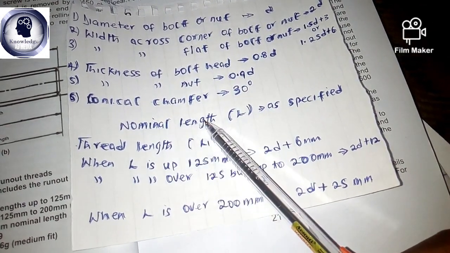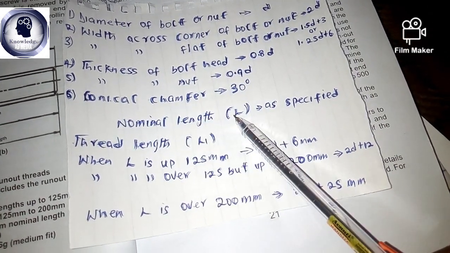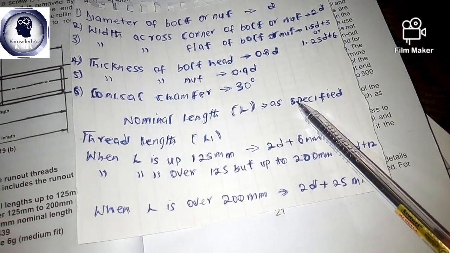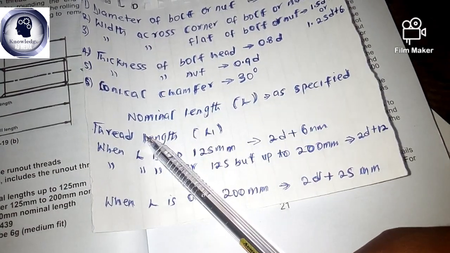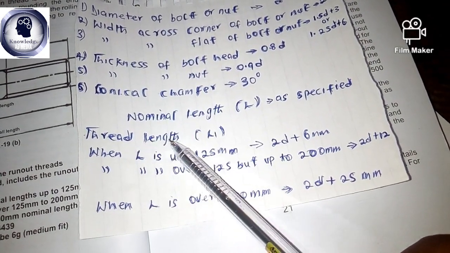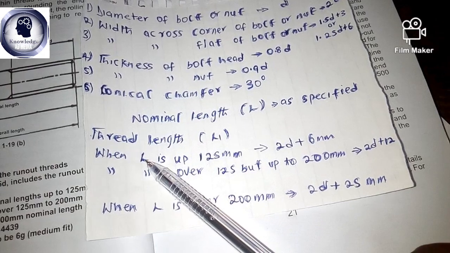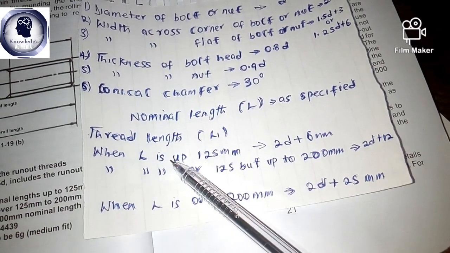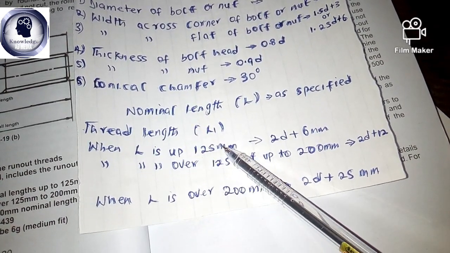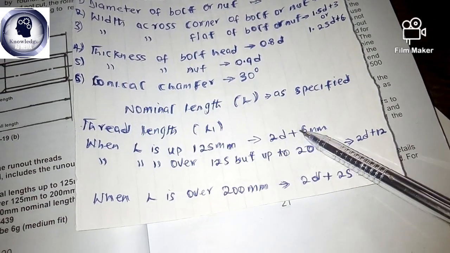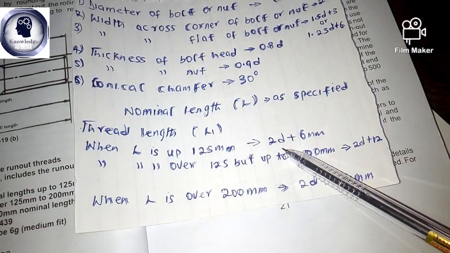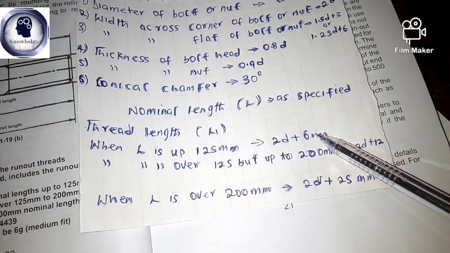Now we have the nominal length, represented as L, as specified. It will be given. You use the given nominal length to get the thread length, which is represented as L1. When the nominal length L is up to 125 mm, then the thread length will be 2D plus 6, that is 2 times the diameter plus 6 mm.